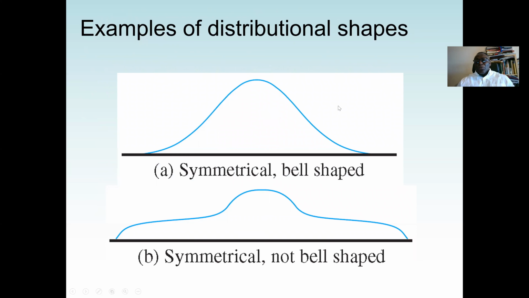So this is an example of distribution shapes. Symmetrical will always be a bell shape. This is also symmetrical, again, since a normal curve is always symmetrical. Here is a symmetrical one, but it's not a bell shape.